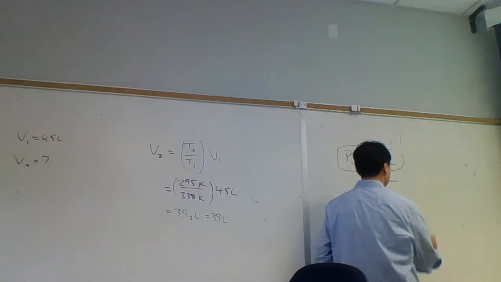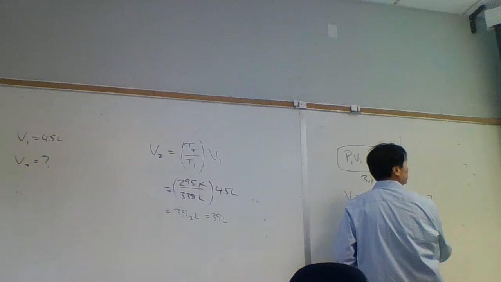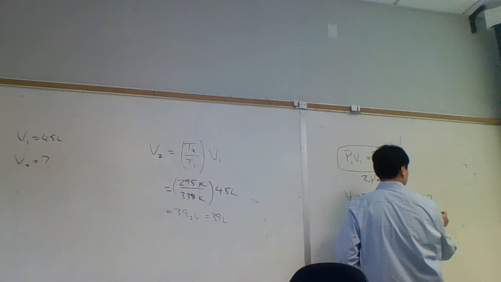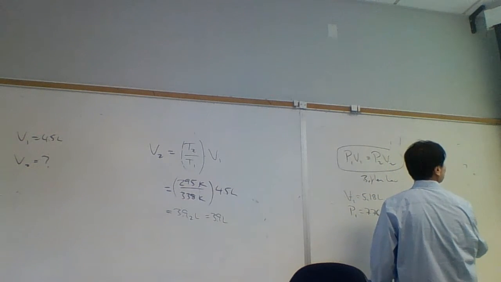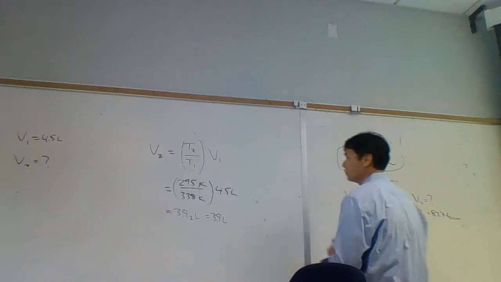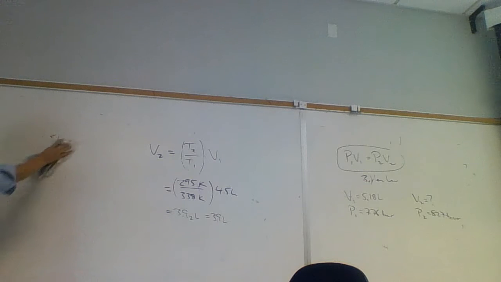Find the volume of the gas, so we're looking for V2, if the pressure is changed to 827 torr. And so what happened to the pressure? The pressure increased. Now what is a torr? Have you heard of a torr before? A torr turns out, 1 torr is 1 millimeter of mercury.